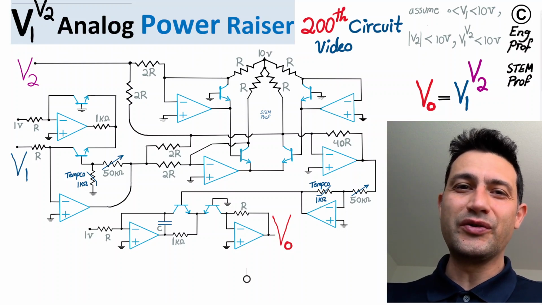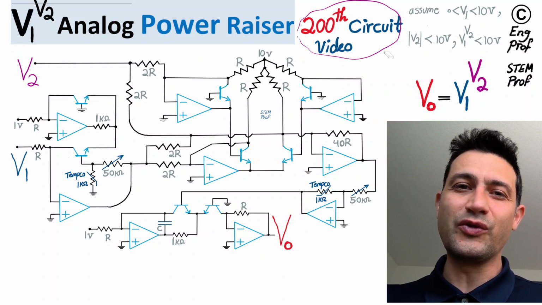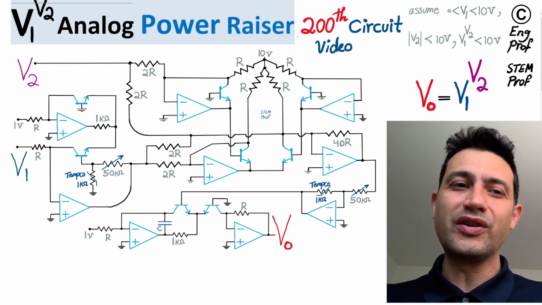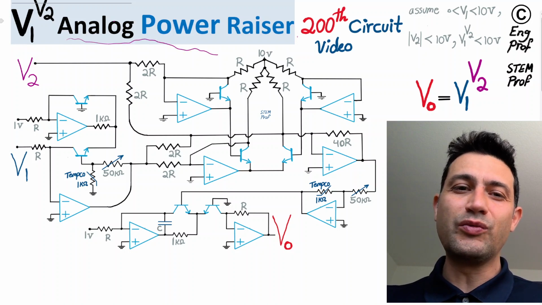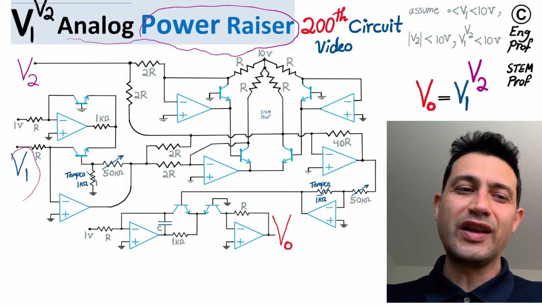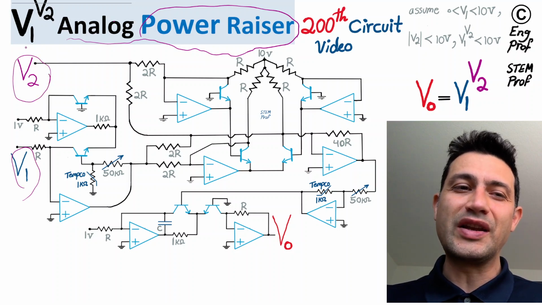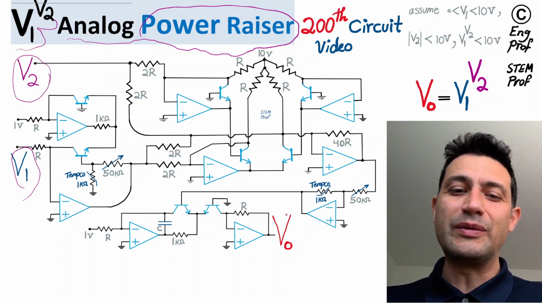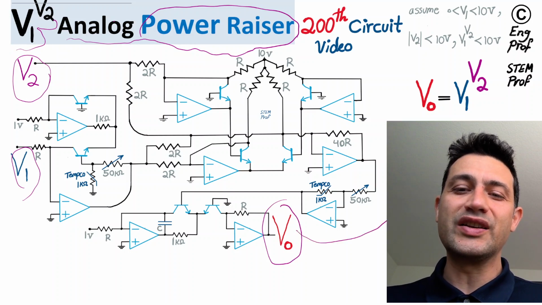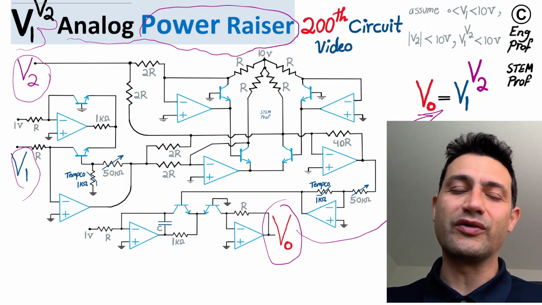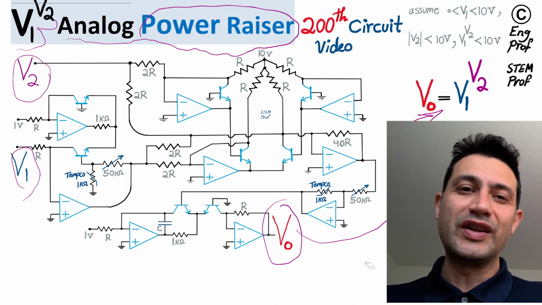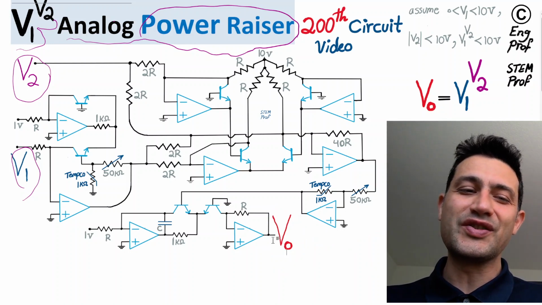This is the 200th video that I am presenting and analyzing in the circuit design playlist. For this occasion, I have prepared a special circuit, which is a unique one. It's an analog power raiser that receives two input signals, V1 and V2, at the input of the circuit and then raises V1 to the power V2, reporting a voltage at the output, Vout, that is equal to signal V1 raised to the power signal V2. I hope that you also find this unique circuit interesting.